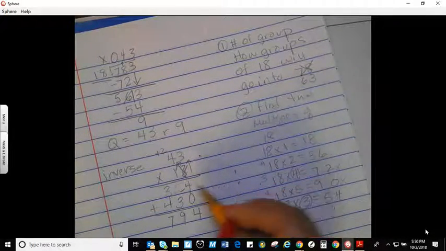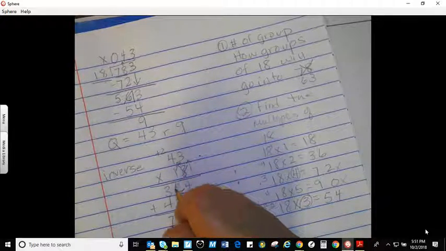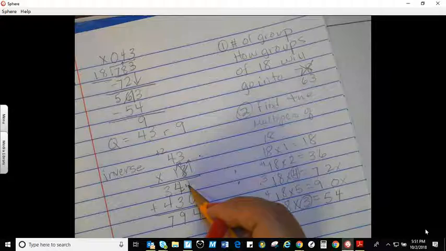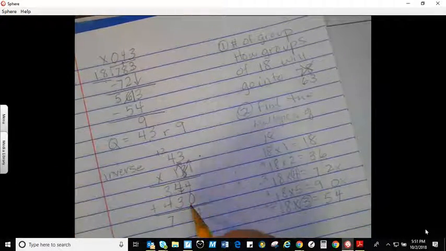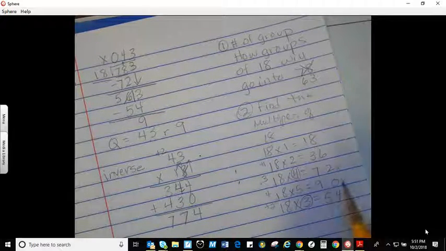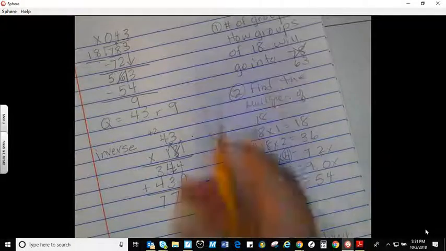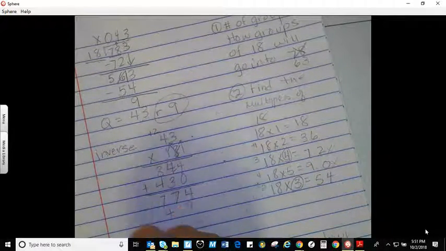All right, so I have 8 times 4 is 32 plus 2 is 34. And now I can add this up. So 4 plus 0 is 4. 4 plus 3 is 7. And there's 7 there, so it's 774. I'm not done because I had a remainder of 9. So I need to add the 9 in there.